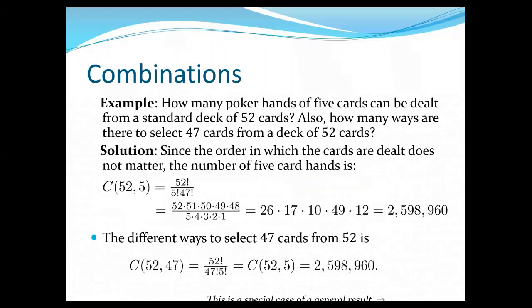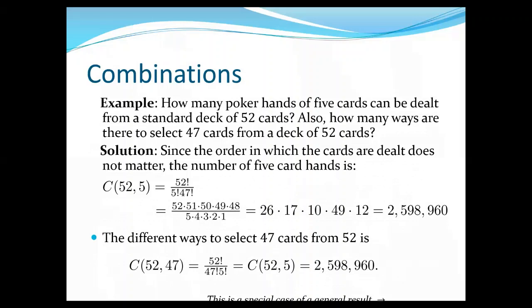Okay? So let's have this example. How many poker hands of 5 cards can be dealt from a standard deck of 52 cards? Also, how many ways are there to select 47 cards from a deck of 52 cards? So the solution will be, let's define first the population, which is 52, and the number of slots in our pattern, or the number of containers in a pattern, which is 5.